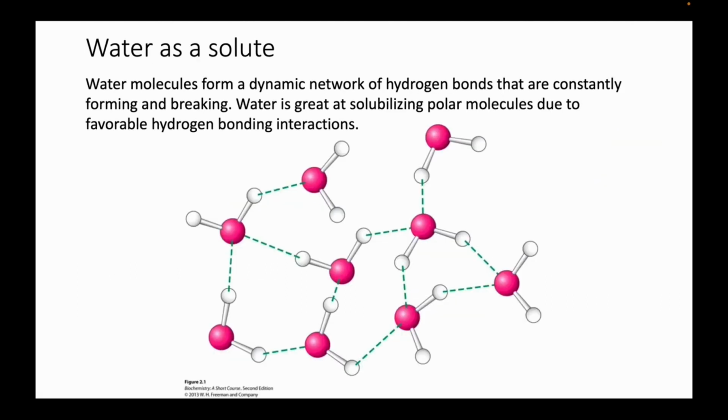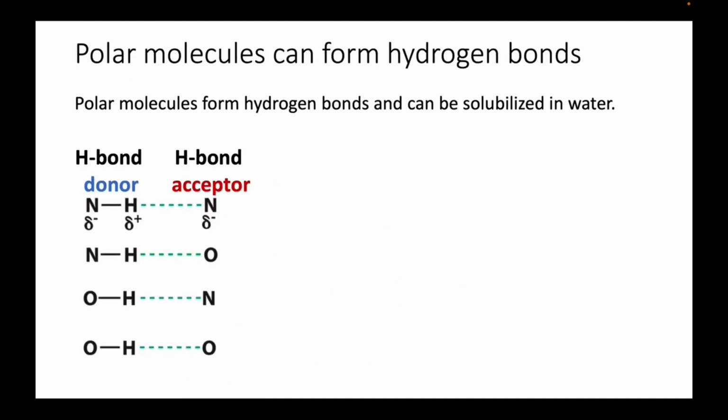Because hydrogen bonds are fairly weak, they're going to be pretty dynamic, forming and breaking all the time. Thinking about water as a solvent, we can imagine all these water molecules forming a dynamic network of hydrogen bonds that are constantly forming and breaking. And because of that, water is great at solubilizing polar molecules due to favorable hydrogen bonding interactions. So what else? Hydrogen bonds. Generally, it's going to be a nitrogen or an oxygen that's covalently bound to a hydrogen, and this is going to be a polarized bond, or it's going to have a dipole moment where the nitrogen or oxygen will take on a partial negative charge, and then the hydrogen will take on a partial positive.